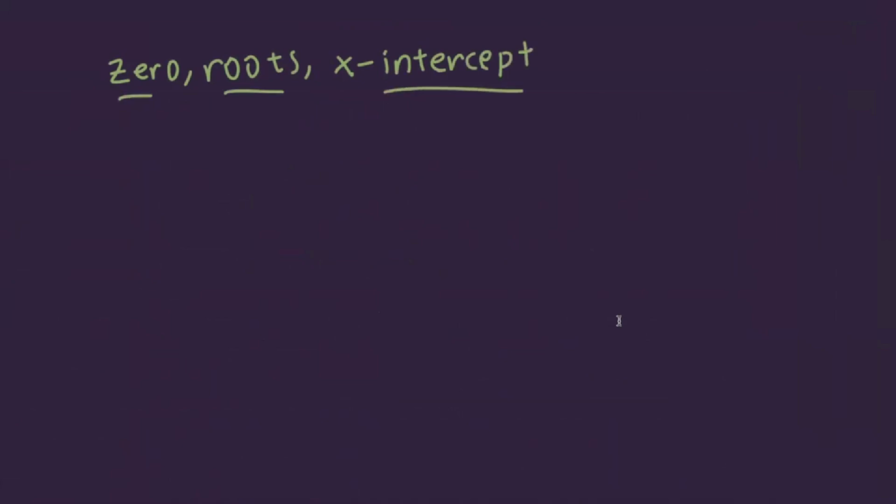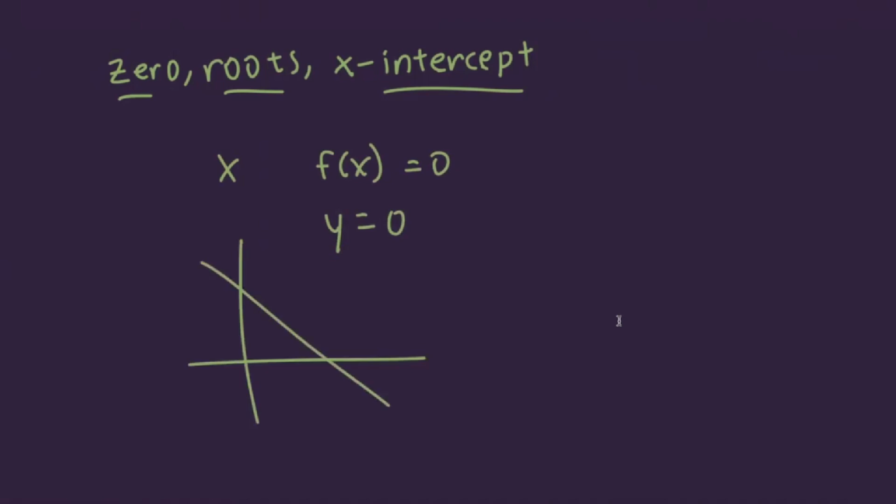Just a little heads up, when they ask for the zeros, the roots, and the x-intercept, these are all the same thing. They're just different terms, but they're asking for the same thing. It is the value of x that makes f of x equal to 0 or y equal to 0, or just any value of x that crosses the x-axis.